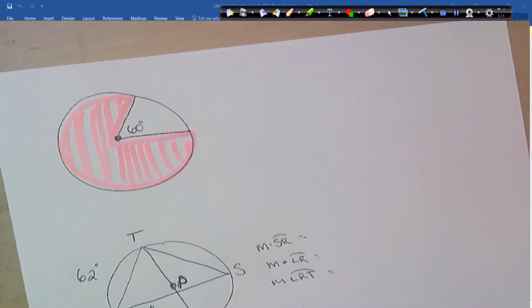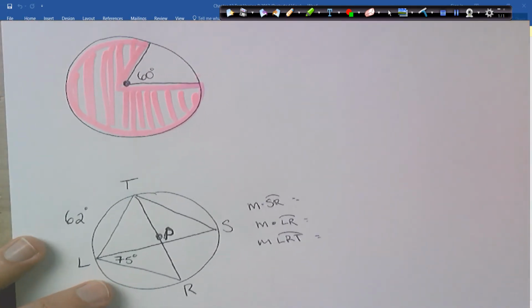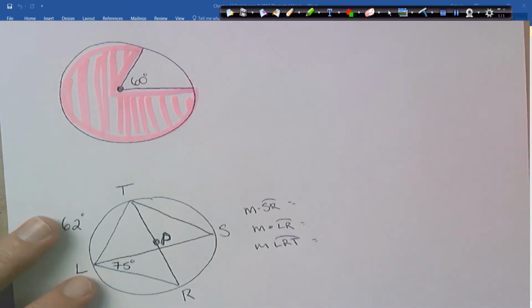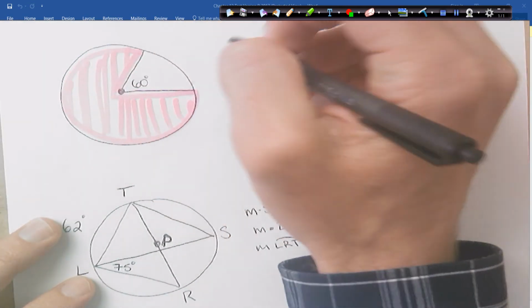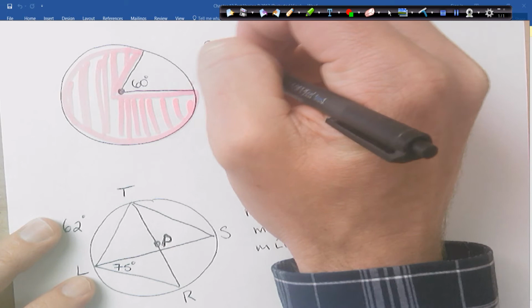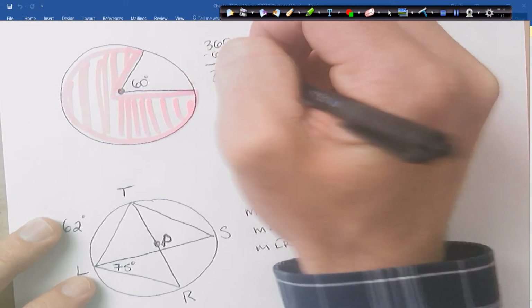And here we go. Last 2 questions. This is find the area of the shaded sector. So 360 is the whole thing. So if I took 360, subtract 60, we're looking at 300 degrees.